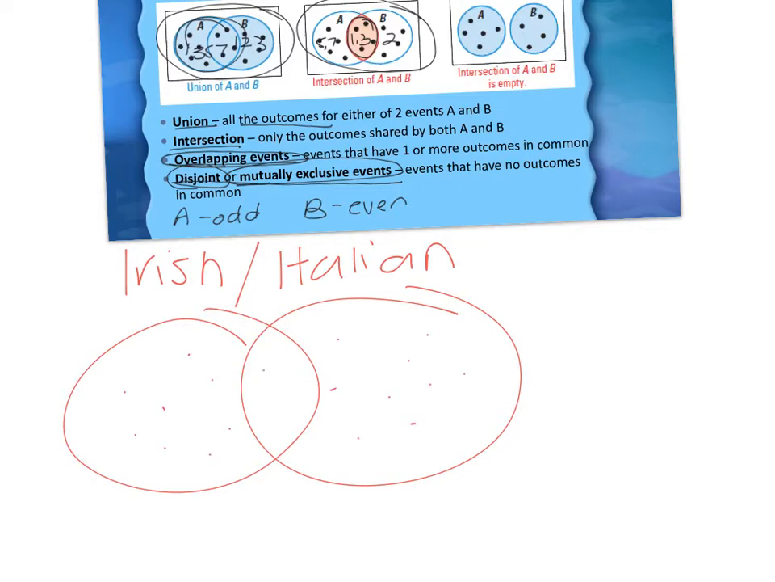And then there's some people that are both Irish and Italian. Okay, they would be in that overlap. Does that make sense? So if I asked you for the sample size for Irish and Italian, the union of them, it would be all of it. It would be everybody that's in that box. If I asked you for the population of the intersection, it would be only the ones in the middle that overlap that are both Italian and Irish. Does that make sense? Okay.